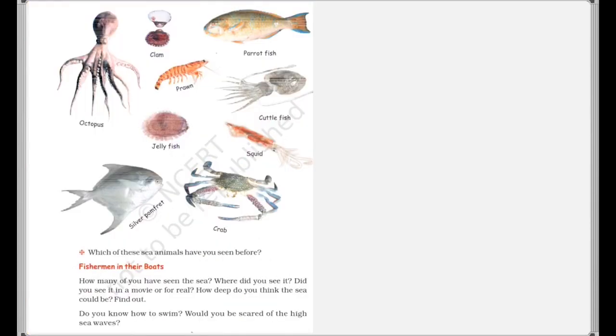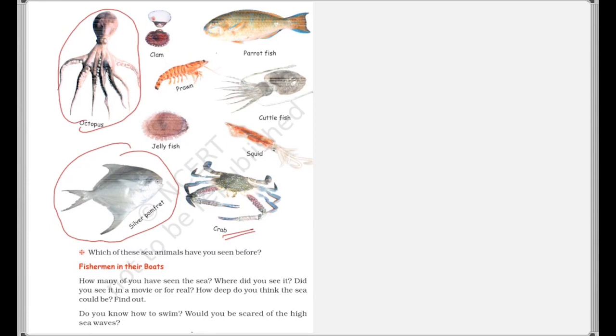So over here are a few animals. Which of these animals have you seen before? Maybe you would have seen the silver pomfret, which is used for cooking, or if you have been to an aquarium, then you must have also seen an octopus. Then crabs you can see on the beaches. Then there is cuttlefish. Then parrotfish, a lot of fishes are there. Prawns you must have eaten.